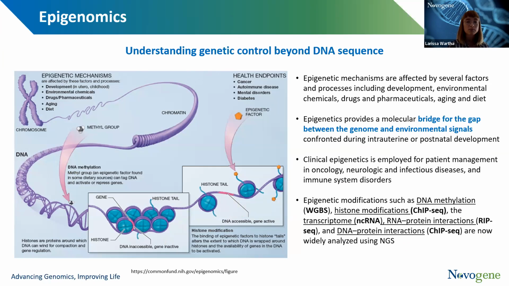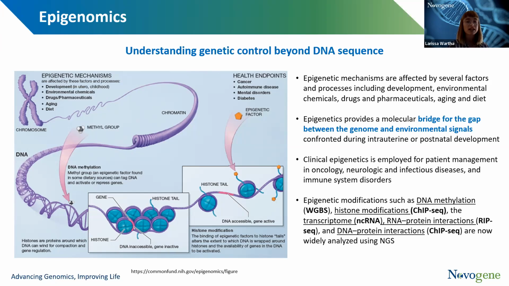All these factors and processes may result in cancer, autoimmune disease, mental disorders, among other illnesses. And it can be affected by several factors and processes, including development, chemistry, and drugs. They offer an opportunity to improve disease diagnosis and to predict clinical outcomes.